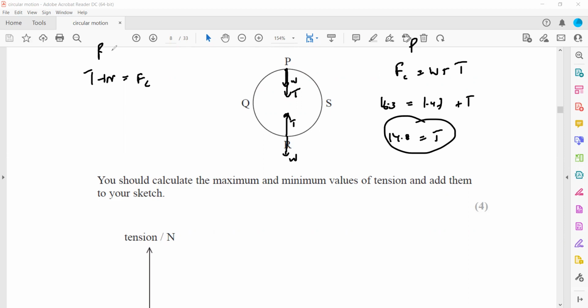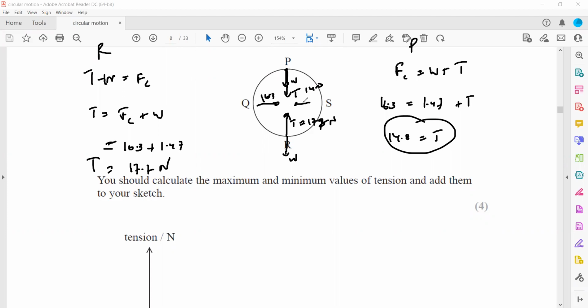But at position R, the tension is acting upward and the weight is acting downward, so the tension is equal to the centripetal force plus the weight. The centripetal force is 16.3 and the weight is 1.47, so 16.3 plus 1.47 will give us 17.7. So the tension we have to apply here is 17.7. But at position P it was 14.8, and at all the other positions it should be 16.3.